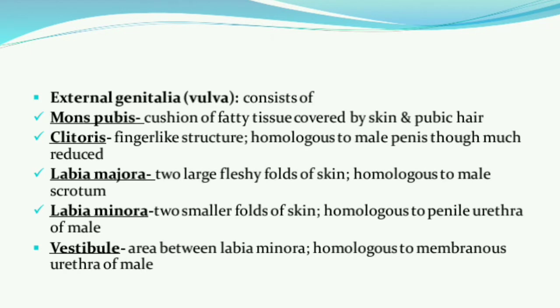The third structure is labia majora. These are the two large fleshy folds of skin, and the labia majora are considered homologous to the scrotum of male. The next one is labia minora. These are two smaller folds of skin, and labia minora are homologous to penile urethra of male. Posteriorly, the labia minora are fused to form the fourchette. They also contain numerous sebaceous glands. And the area between the labia minora is called vestibule, which is homologous to membranous urethra of male.